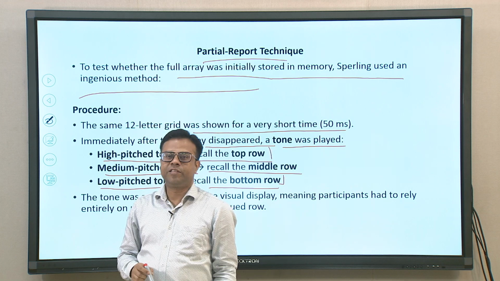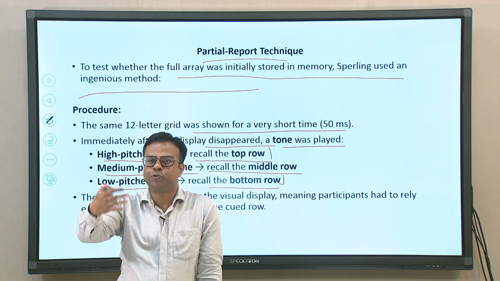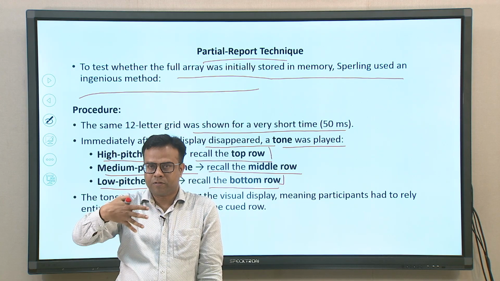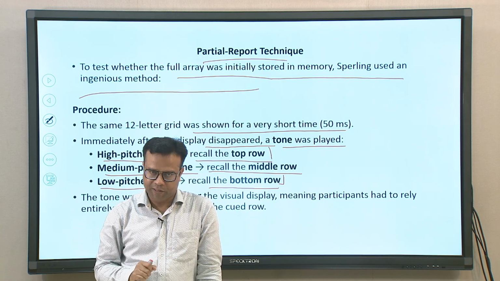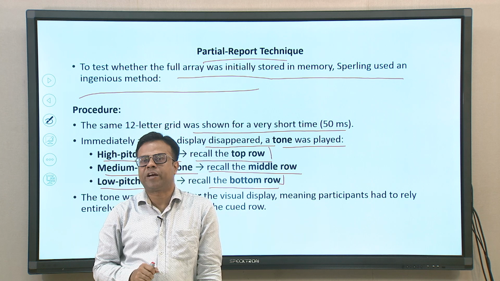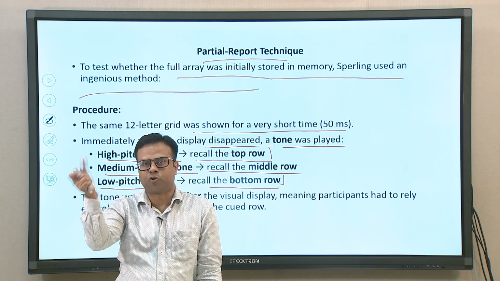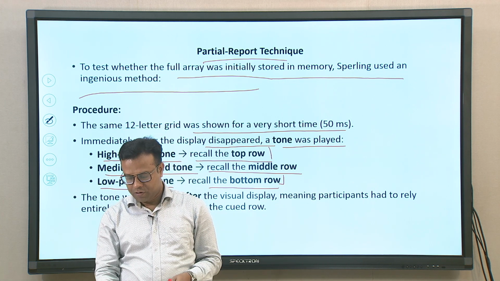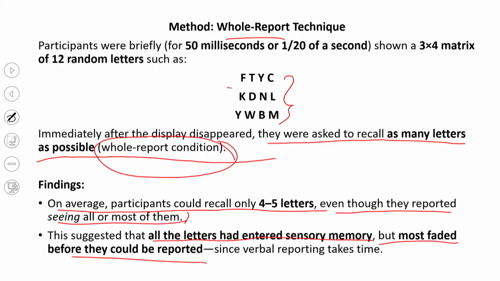Now he was just clarifying whether they were able to capture all the letters that were shown or not using this method. This time they were not supposed to report everything they could remember, they were supposed to report a particular row, because there were 3 rows. So this was the first row, middle row and bottom row. They were supposed to report depending on the sound that was given to them after flashing those letters: either the top row, middle row or bottom row.